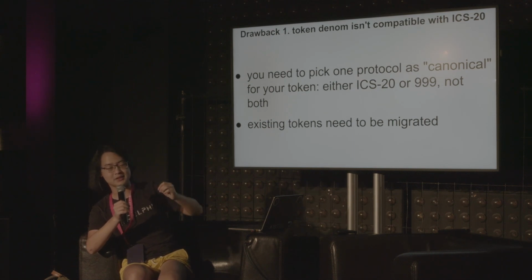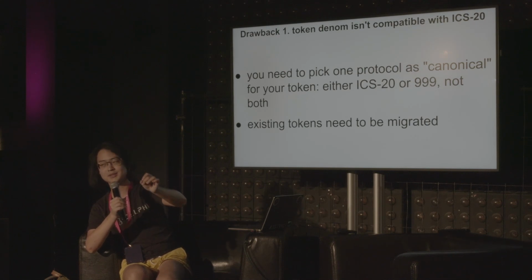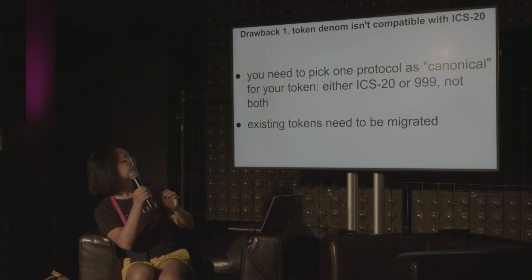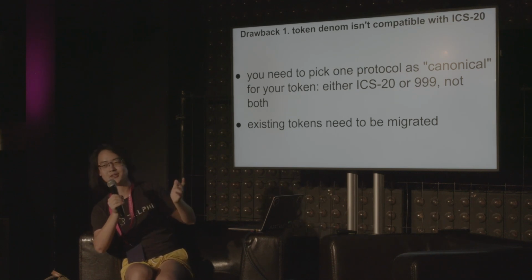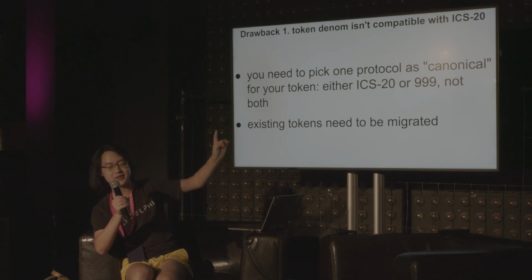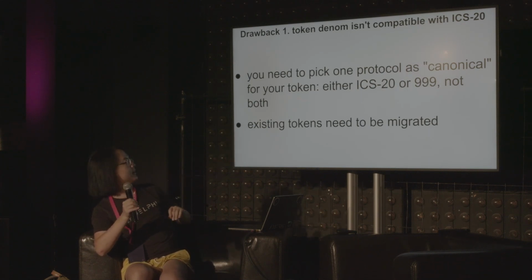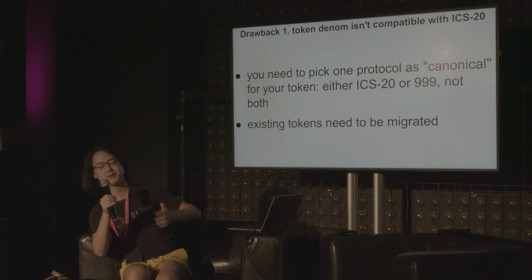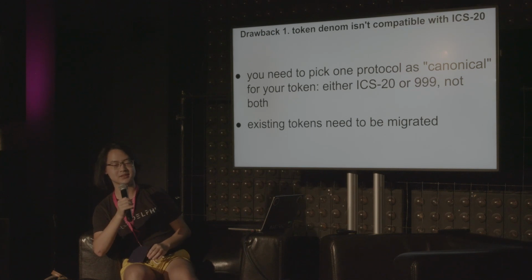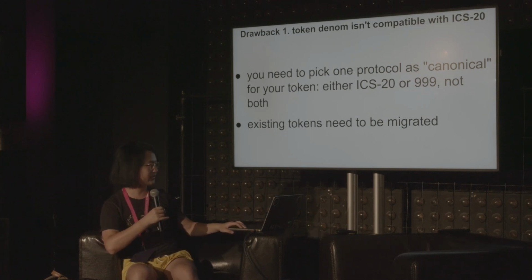If you send the same token but through ICS-999, that is going to give you a different denom on Osmosis, and they're not compatible. So you gotta pick one as your canonical representation. Either ICS-20 or 999, cannot be both. If you already have a token, then you probably need to migrate. Right? So that's kind of a tedious process.